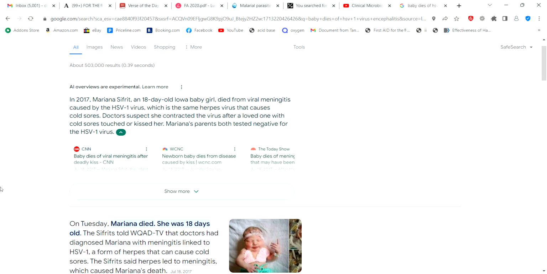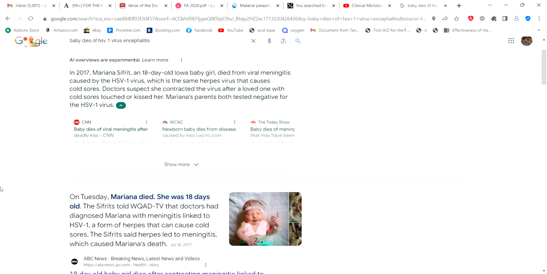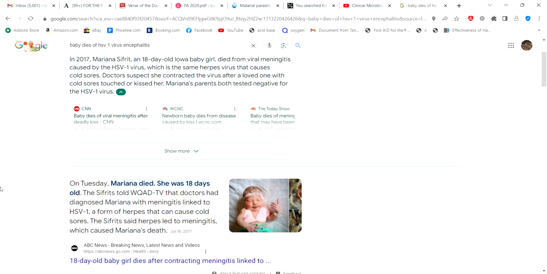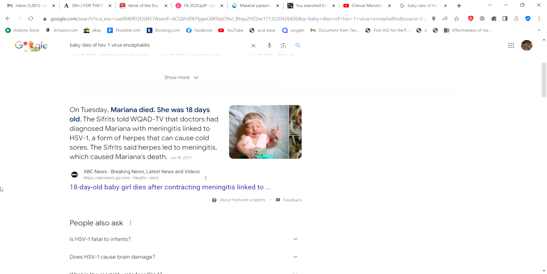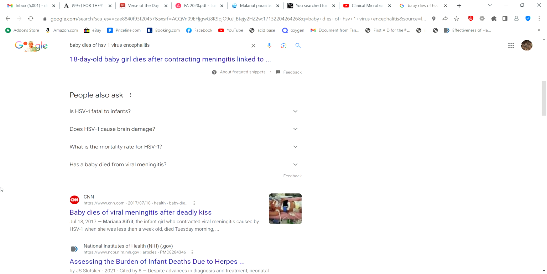So temporal lobe encephalitis is caused by HSV1, but this kid died of meningitis caused by HSV1. Just remember both meningitis and temporal lobe encephalitis. First Aid gives temporal lobe encephalitis, but remember both. That's why I say don't kiss your kid.